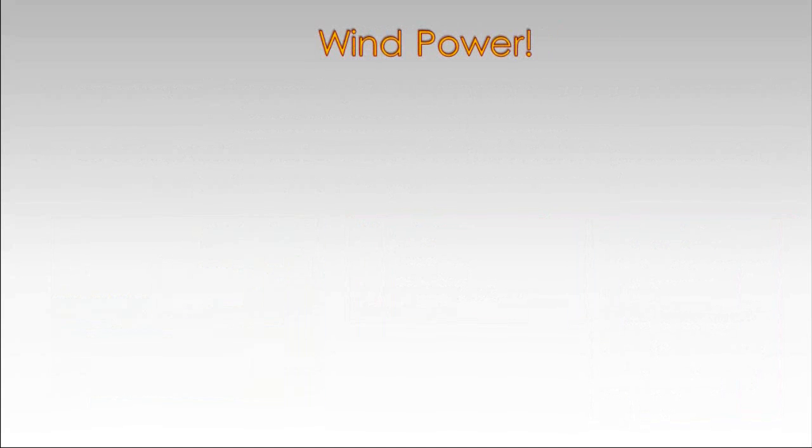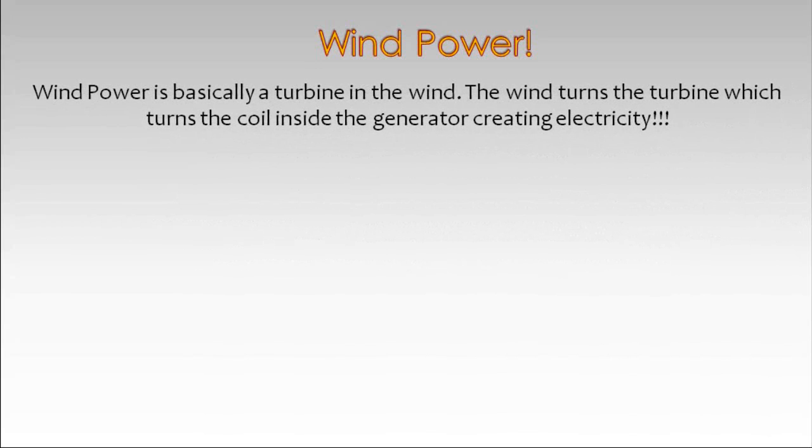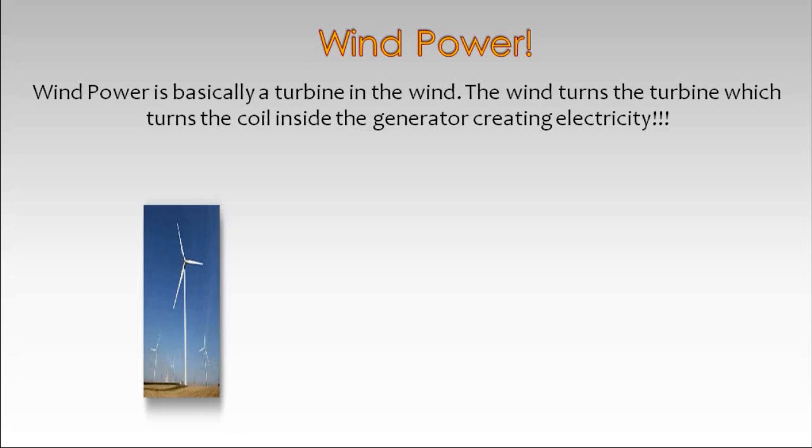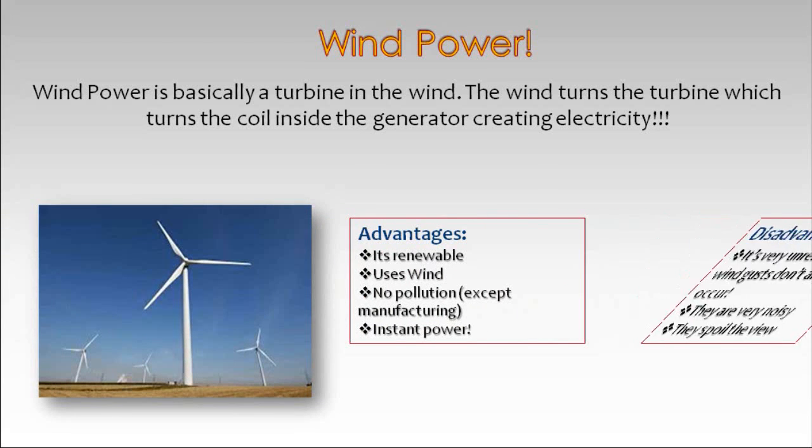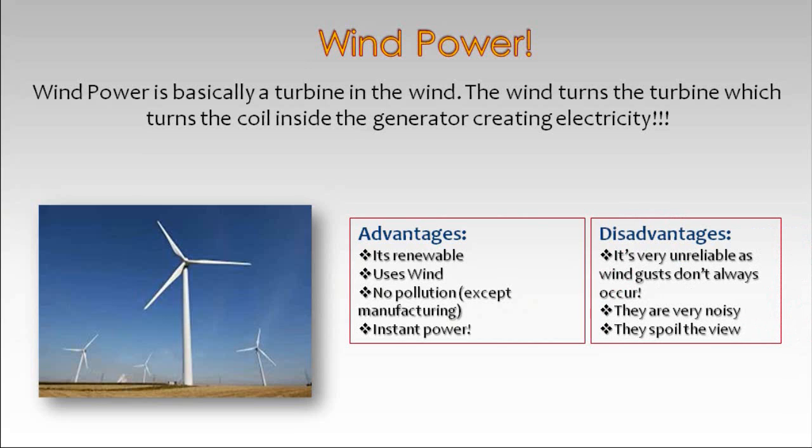Wind power. Wind power is basically a turbine in the wind. The wind turns the turbine, which turns the coil inside a generator, creating electricity. Its advantages include it's renewable, uses wind, no pollution except manufacturing, and instant power. It's very unreliable as wind gusts don't always occur. They're very noisy and they do spoil the view.